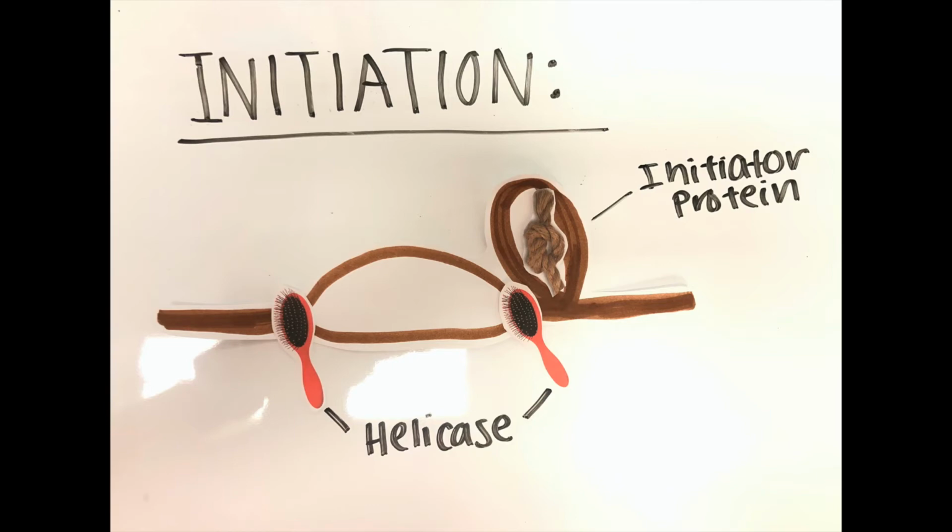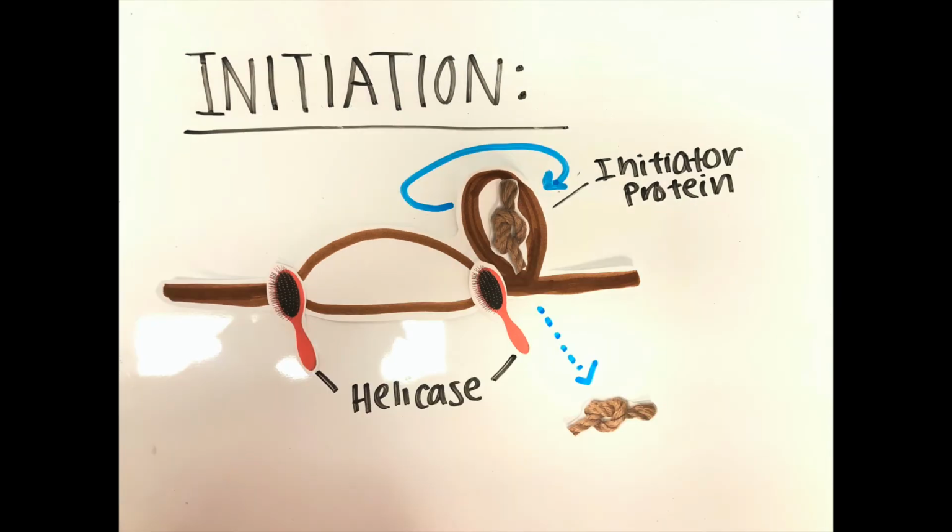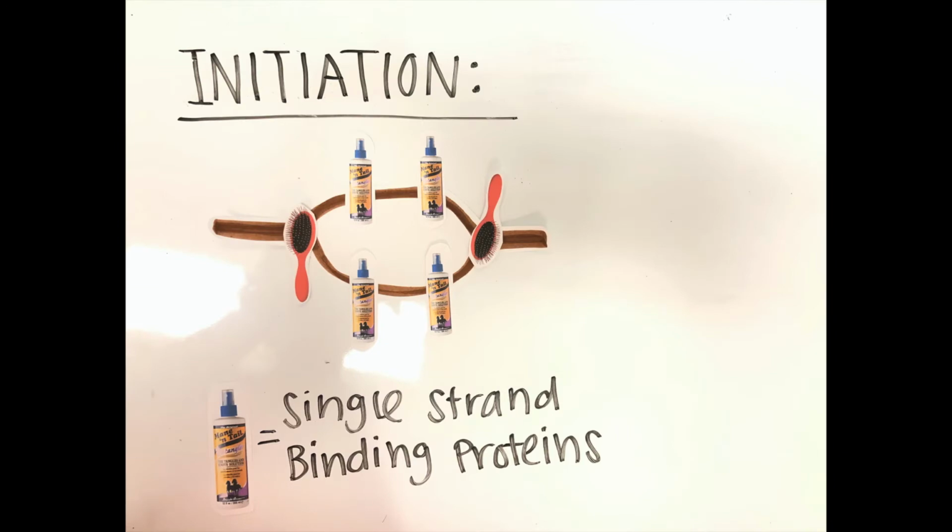An enzyme called helicase, or a hairbrush, attaches to the replication forks and breaks the hydrogen bonds that are holding the two strands of DNA together. Single-strand binding proteins coat the single-stranded DNA to protect and stabilize it and to prevent hairpins. This is represented by detangler, which protects the hair.